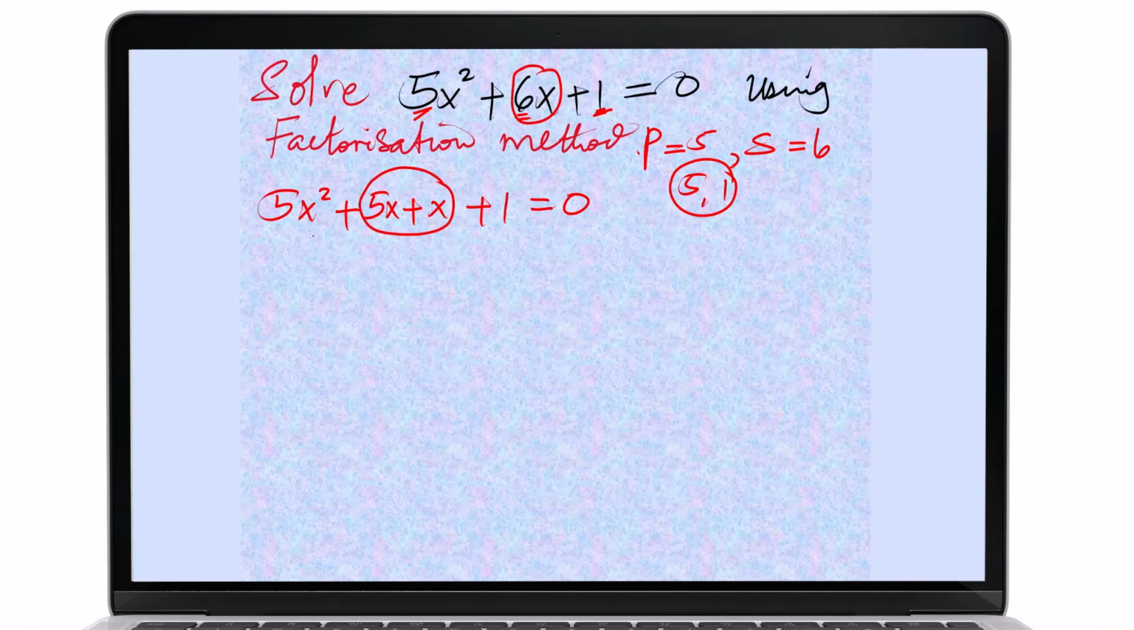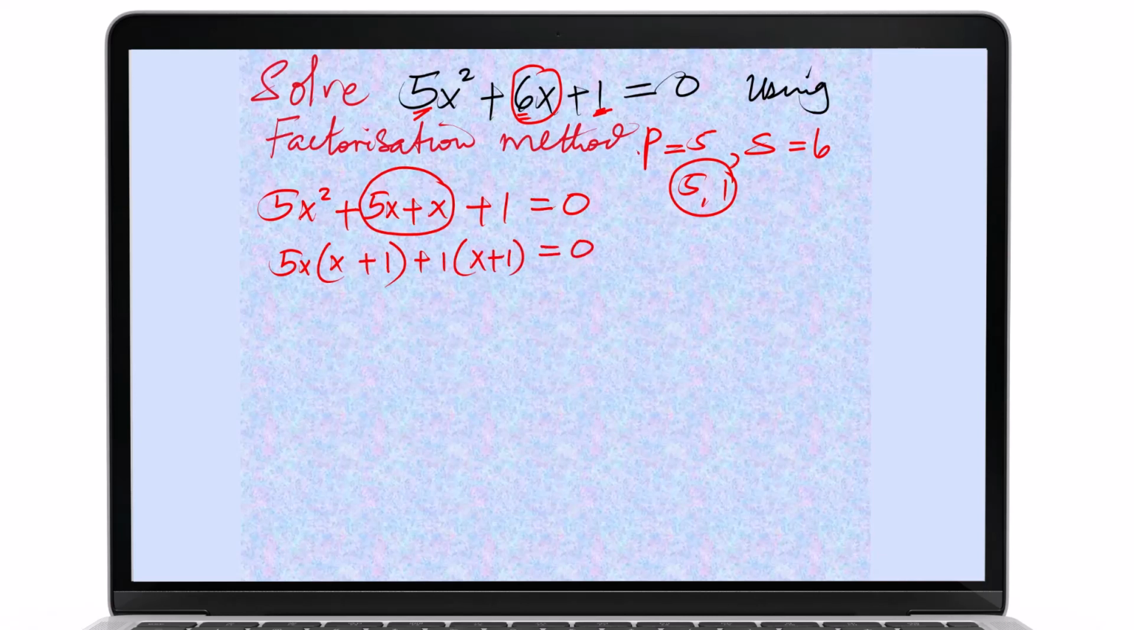And then you can factorize 5x squared and 5x. What is common? 5x is common. So factorize, you get x plus, this will be 1. And then x and 1, what is common? 1 is common. So this will get x plus 1 is equal to 0.